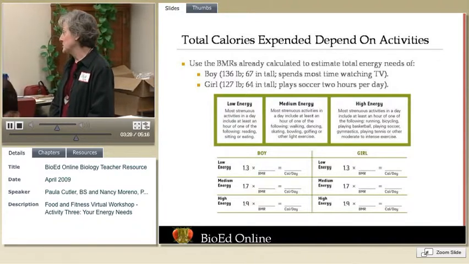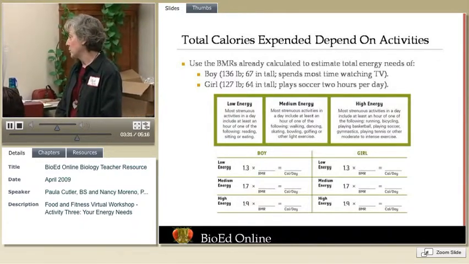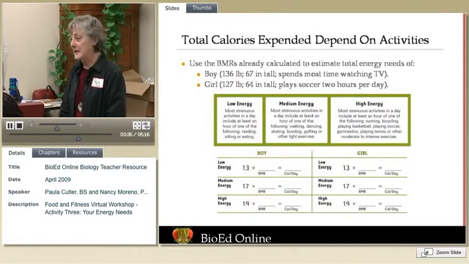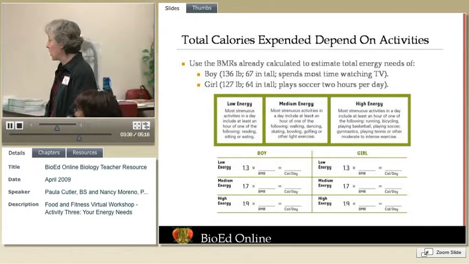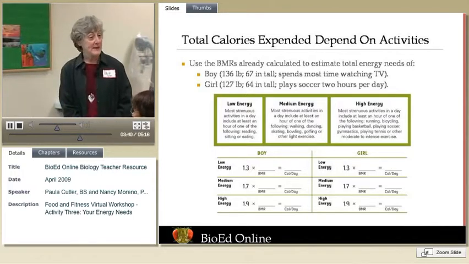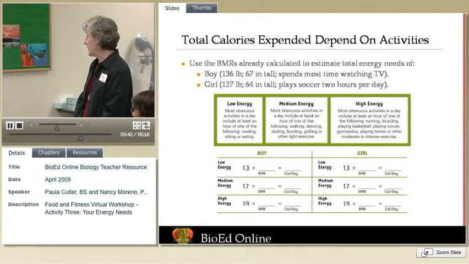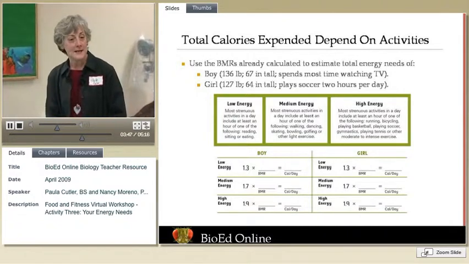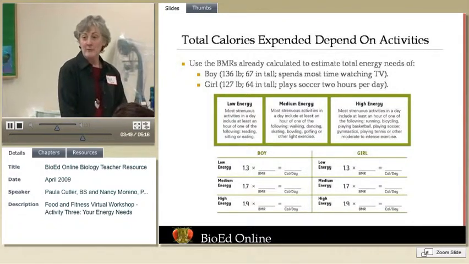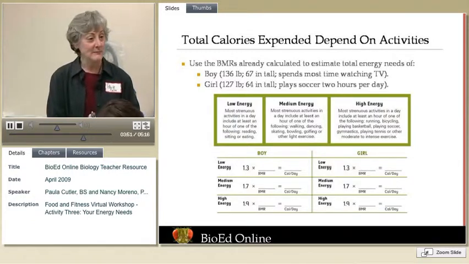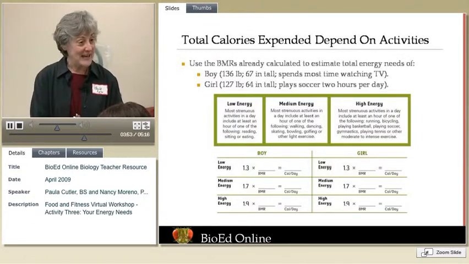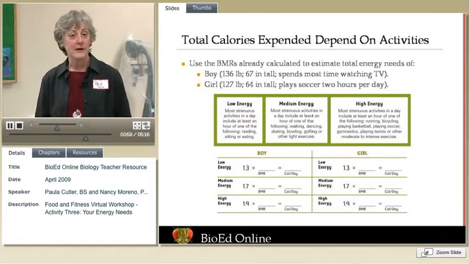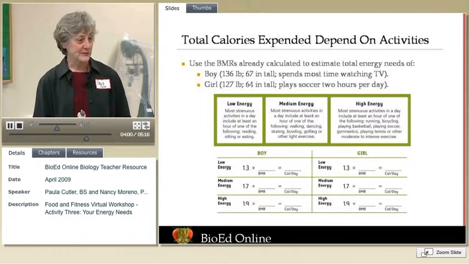Based on your calculations, did the boy or girl have a higher total daily calorie need? The girl did. Okay, even though her BMR was lower, she spends more calories, obviously, from her behavior. What could a person do if he or she wanted to use more calories in a day? Remember what Roberta was saying this morning? Tell your kids to go home and dance in their rooms. Use up their calories.